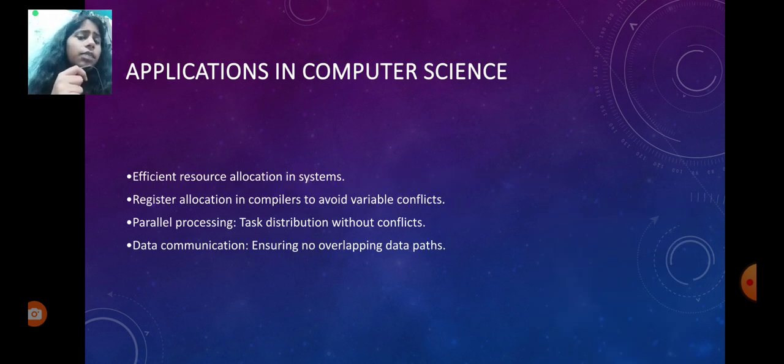So this slide is all about applications in computer science. What are the applications we are getting? Well, covering edges of a graph. There are 4 applications given here. Now let us talk about them. Efficient resource allocation in systems, register allocation in compilers to avoid variable conflicts, parallel processing, meaning task distribution without conflicts, and data communication, ensuring no overlapping data paths. So these are a few applications in computer science.